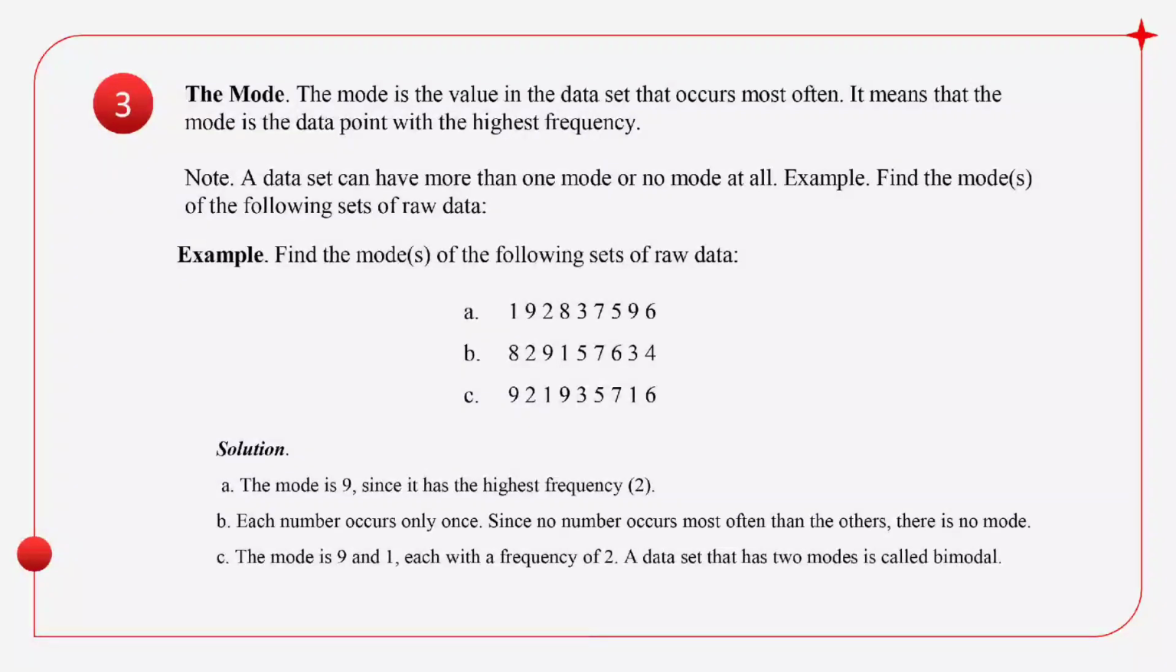In letter C, the numbers are 9, 2, 1, 9, 3, 5, 7, 1, and 6. In our solution for letter C, the modes are 9 and 1, each with a frequency of 2. If a dataset has 2 modes, it is called bimodal, and if it has more than 2, it is called multimodal. Since this dataset has 2 modes, it is called bimodal.